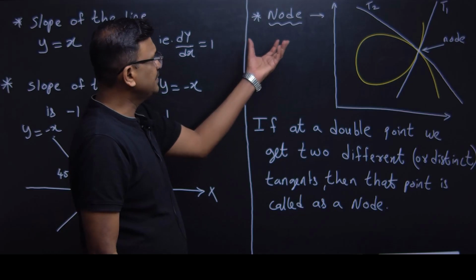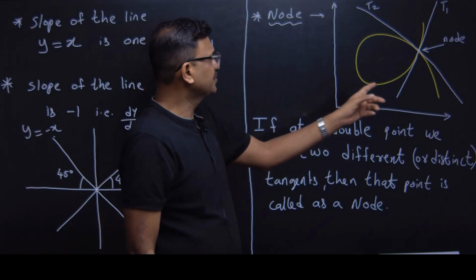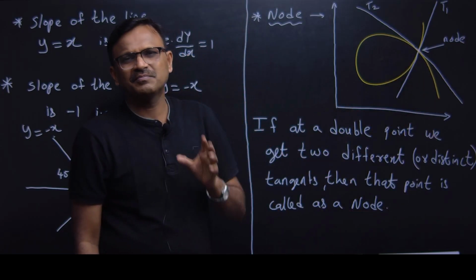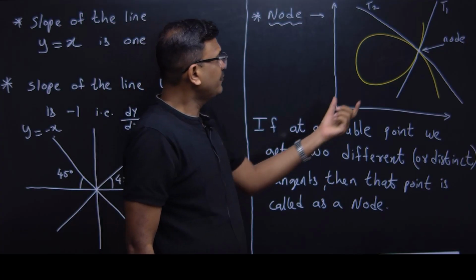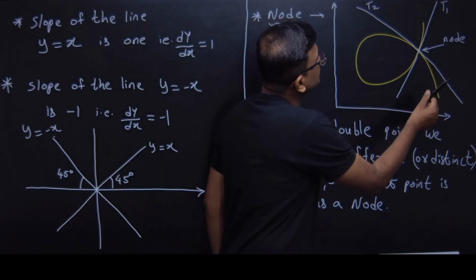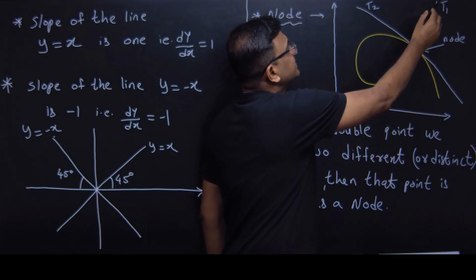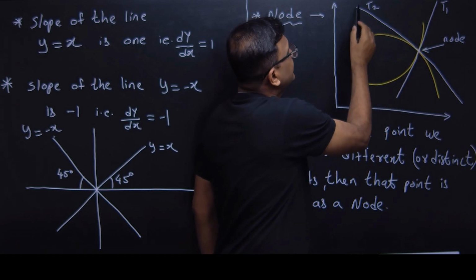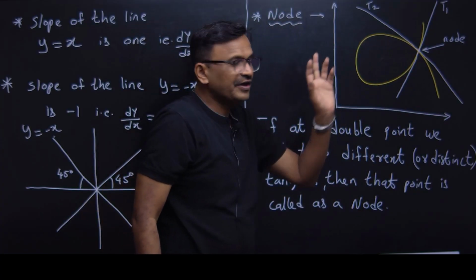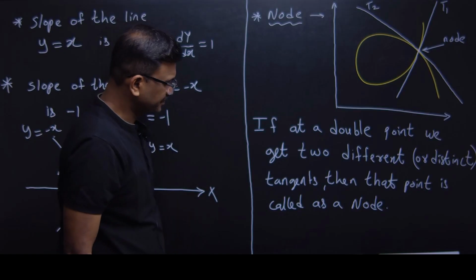Now we'll see what a node is. What is a double point? If two branches of the same curve are passing through the same point, then we'll call it a double point. Now, if at a double point we get two different or distinct tangents, suppose this is the first branch of the curve, this is the second branch of the curve, and at the point of intersection we have two tangents available, t1 and t2. So at the double point, if we have two distinct tangents, then that point will be called a node.